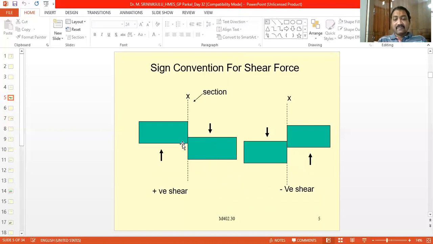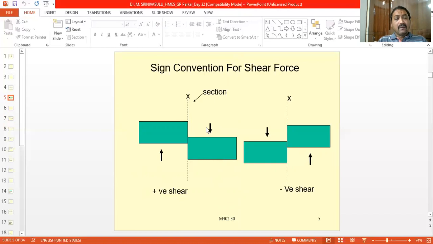Whereas, to the right, if the force tends to rotate the beam in the anti-clockwise direction, it is taken to be positive. So just for this condition, whenever the force is acting to the right of the section downward, it is taken to be positive. Similarly, this force produces a clockwise movement to the right of the section, and it is taken to be negative.